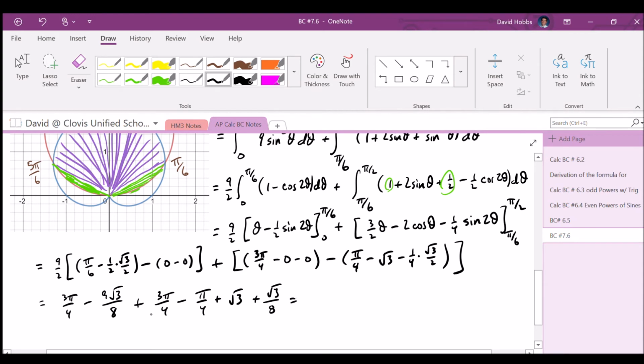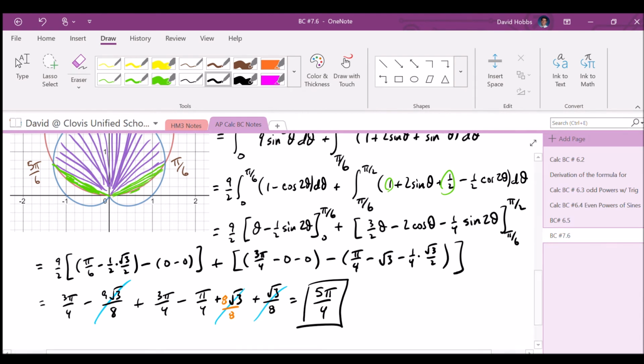Okay, so 3 pi over 4, 3 pi over 4, that's 6 pi over 4 minus pi over 4, 5 pi over 4. And I've got negative 9 root 3 over 8. We want a common denominator here. So let's see, 8 over 8. So it looks to me like the negative 9 root 3 over 8 and the 8 root 3 over 8 plus the 1 root 3 over 8, those eliminate each other. And so our final answer here, the area is 5 pi over 4.